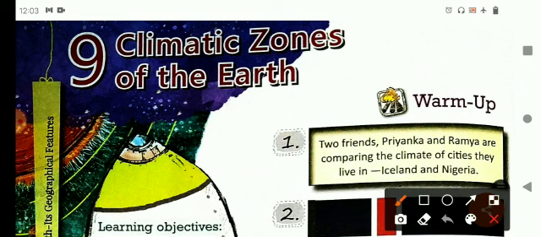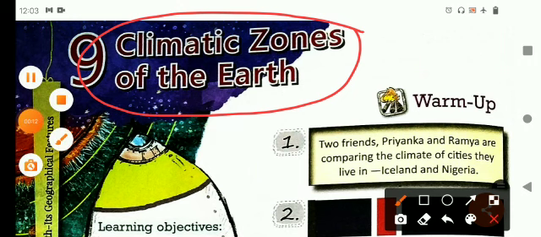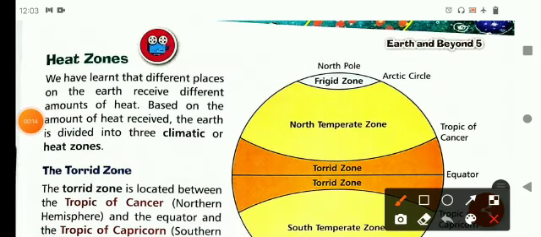And today we will read chapter number 9, that is Climatic Zones of the Earth. First of all, let's learn about the heat zones. What are heat zones? We have learned, children, that the different places on the earth receive different amounts of heat, and based on the amount of heat received, the earth is divided into three climatic or heat zones.